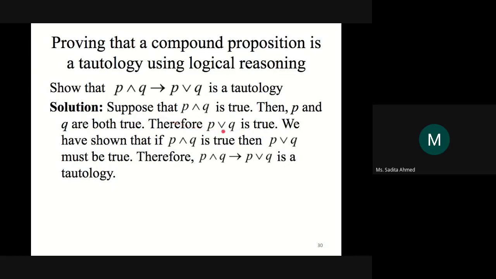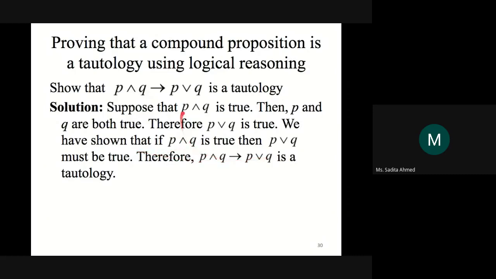So as you see here, just based on the reasoning that we have discussed so far, if P and Q is true, the assumption, then P or Q will also be true. And that is good enough to prove that P and Q implies P or Q is a tautology.